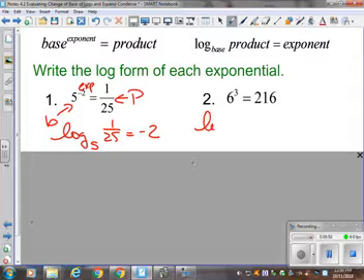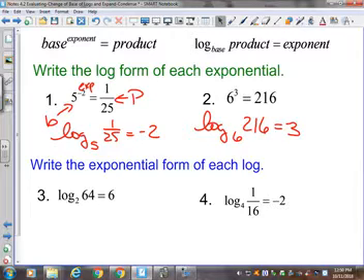So over here, what's my base? What comes after the base in a log? That's right, the product of 216, so that makes my exponent go on the other side, 3. How hard is that? Not hard, is it? You just got to remember the format. If you remember the format, it's very simple.